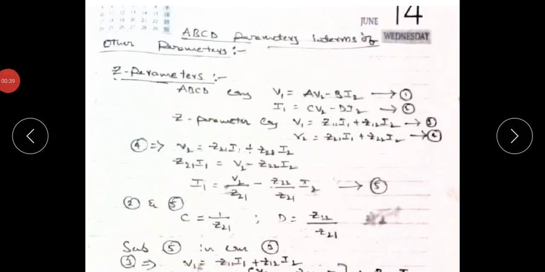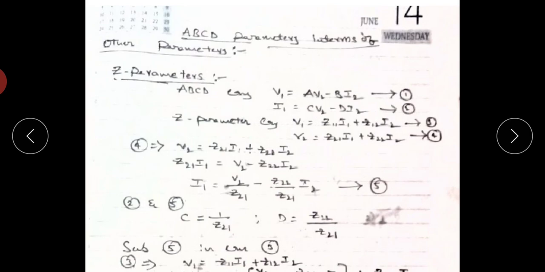Okay, now see equation 3. Equation 3 has V1, I1, I2 terms, while equation 1 has V1, V2, I2. So we cannot convert equation 3 like equation number 1. Next, see equation 4. Equation 4 has I1, V2, I2. So we can convert equation 4 like equation number 2.